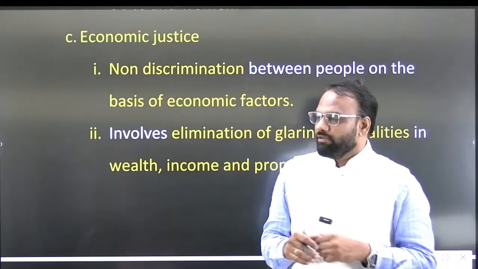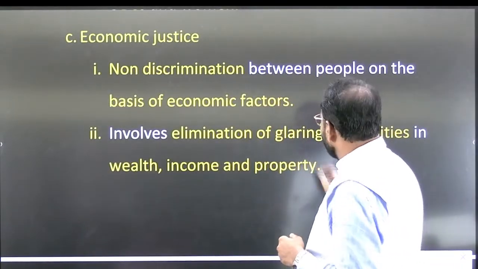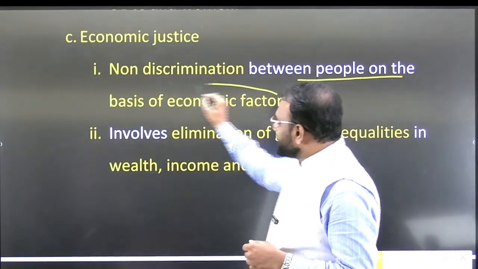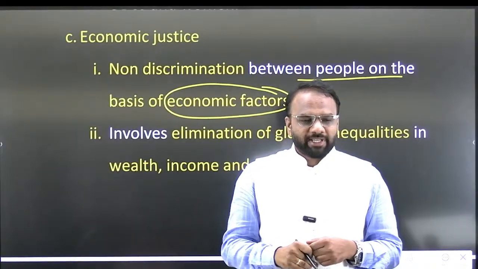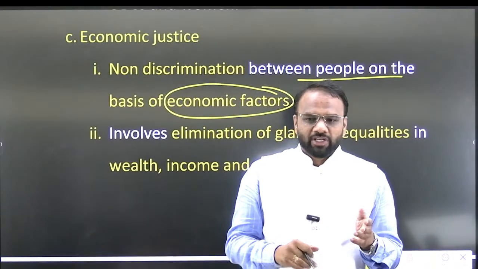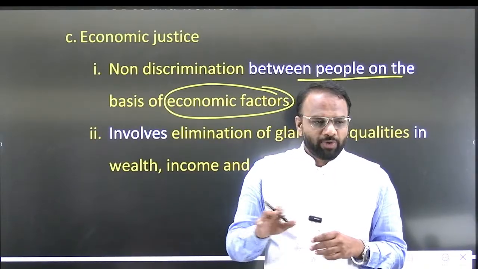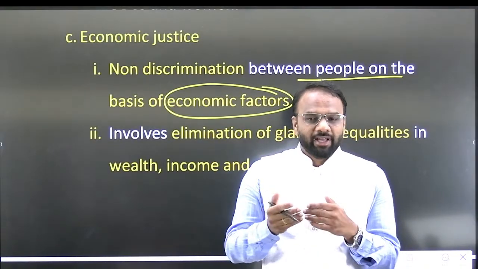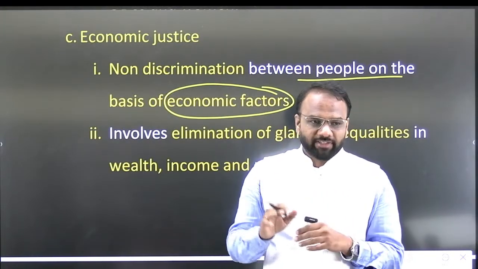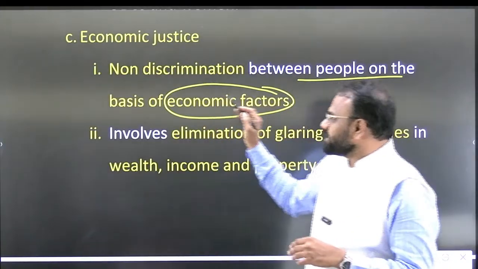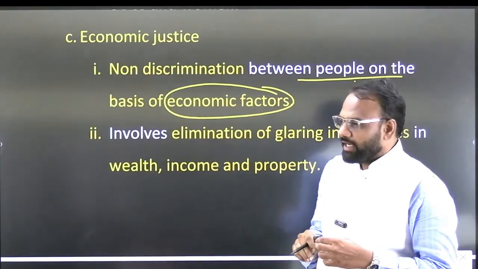Okay, examples also wherever possible I'll try to mention. So economic justice: non-discrimination between people on the basis of economic factors. Okay, so one person is poor, one person is rich, so based upon that you will not discriminate. You are a rich person, you come first, you are poor, so you come next. That is discrimination based not on caste or religion, it's based on economic factors. So economic justice indicates non-discrimination between people on the basis of economic factors.